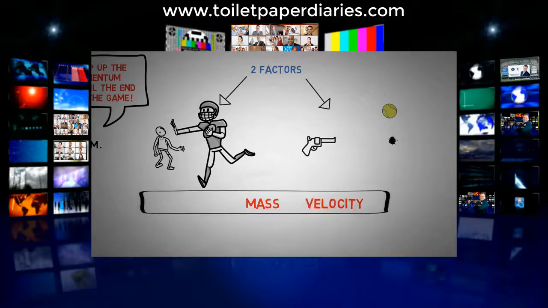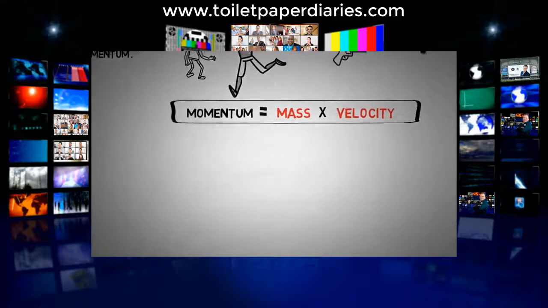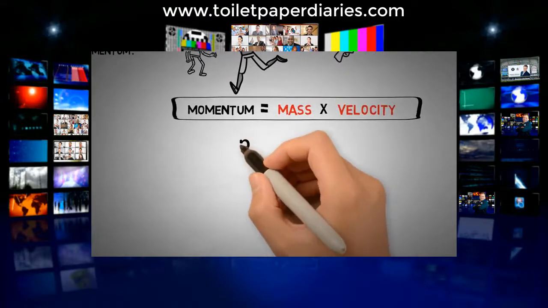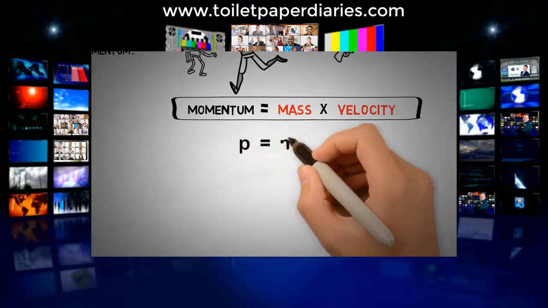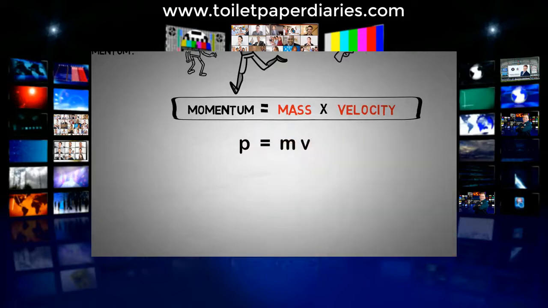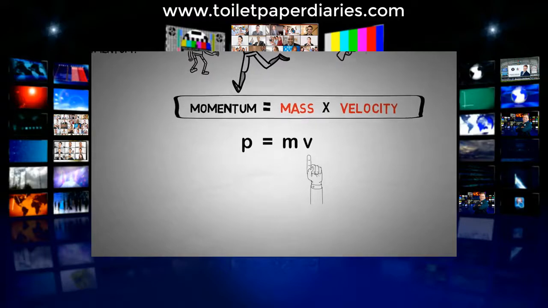So now we have the following equation. Momentum equals mass times velocity. We often give momentum the symbol lowercase p, mass m, and velocity v. This equation shows us that if an object is not moving, it has zero momentum. That's because its velocity will be zero. And we know that anything multiplied by zero is zero.